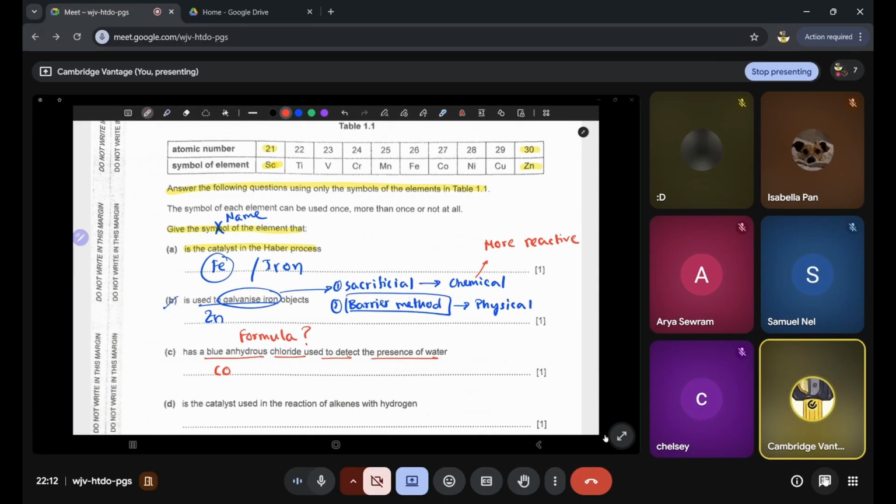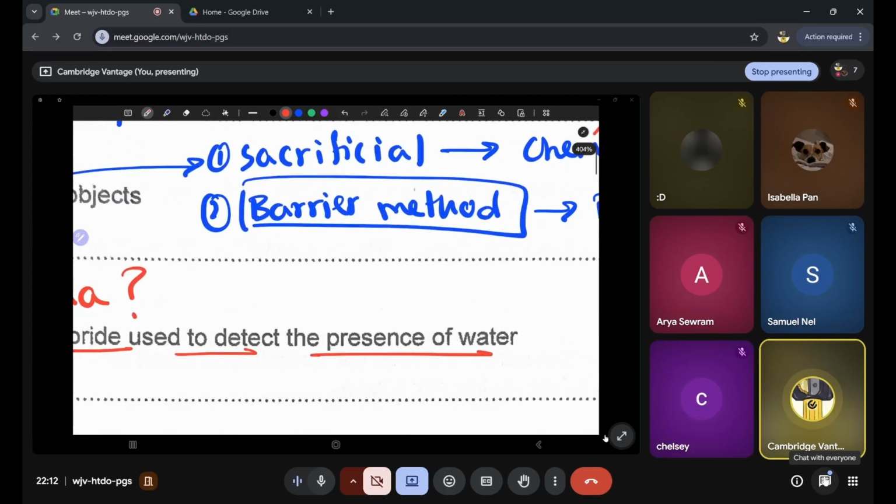Any guesses? Any answers? Because here's the thing. Over here, all right, Liat, you wrote cobalt chloride. Arya, yes, you are correct. It should be cobalt chloride with 6 water molecules attached to it.